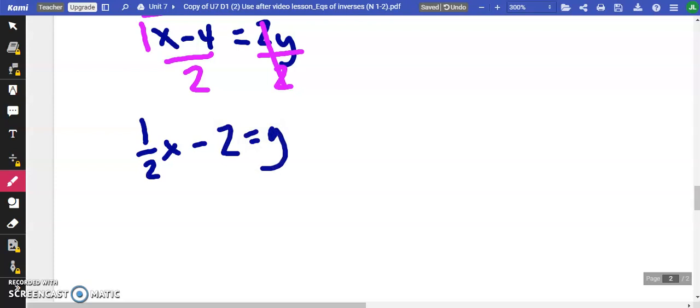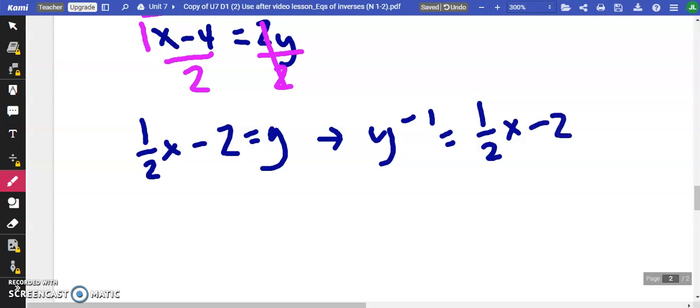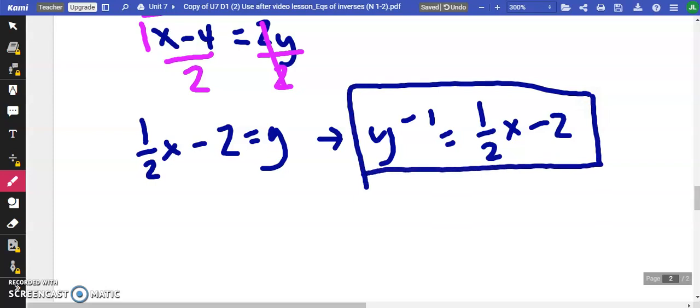So my inverse for this equation is going to be 1/2 x minus 2. So what I'm going to do now is go ahead and graph that equation as well as the one that I started with, so I can see if I notice any trends or patterns in the picture that I'm given.